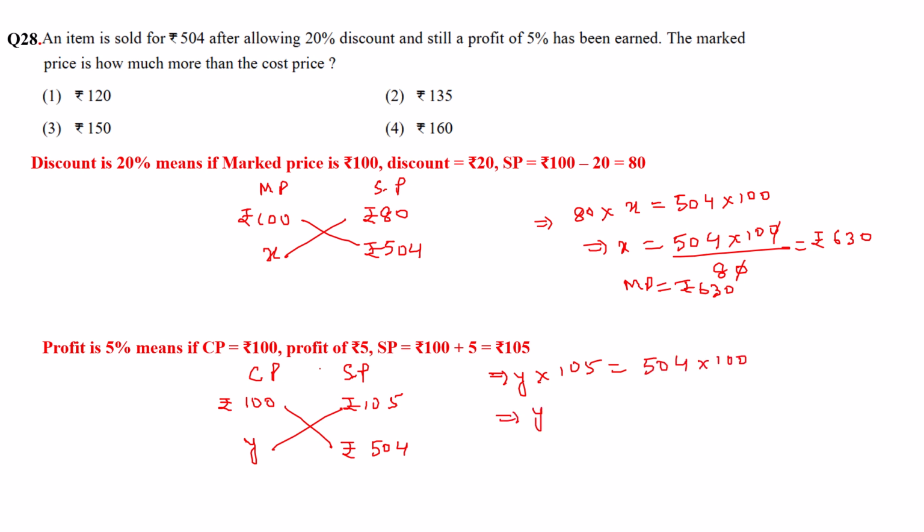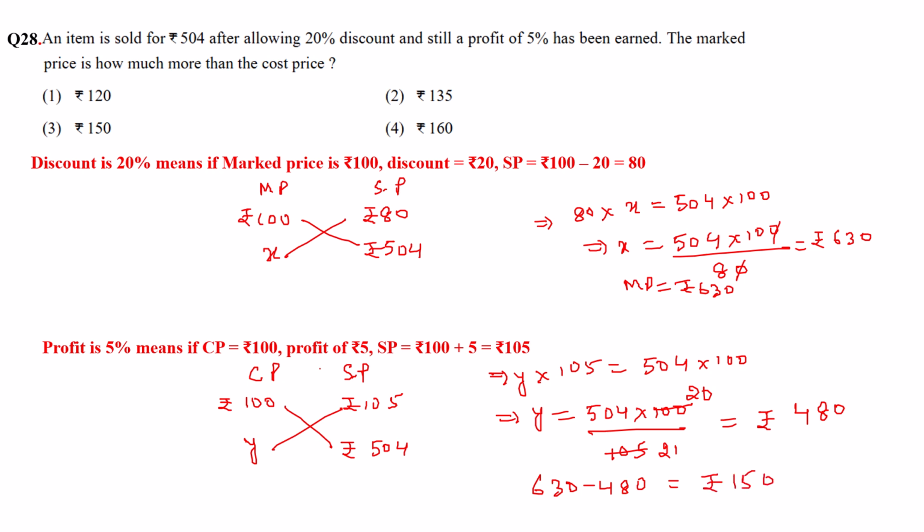So the value of y will be 504 into 100 divided by 105. Now solve it, 21 by 20. When you further reduce it, you are going to get the answer as 480 rupees. So now you can see marked price is 630 rupees, cost price is 480 rupees. So marked price is more. You have to find how much it is more. So 630 minus 480 you have to do, and you will get the difference as 150 rupees. So from the option, third is the correct option.